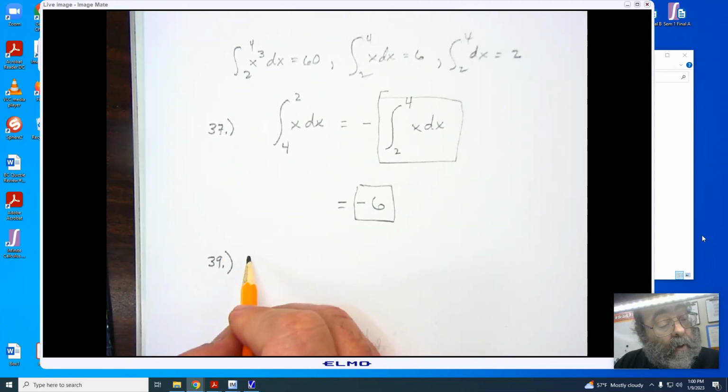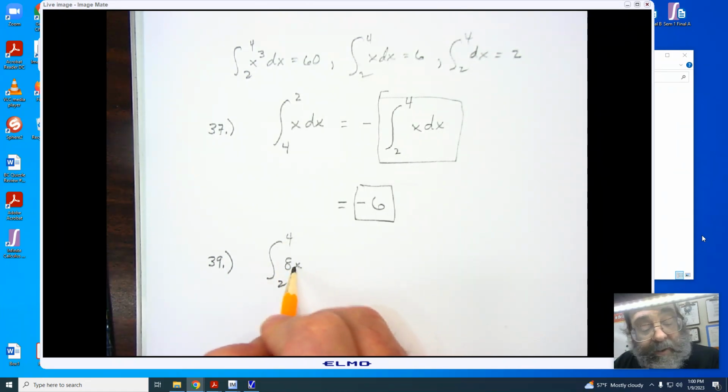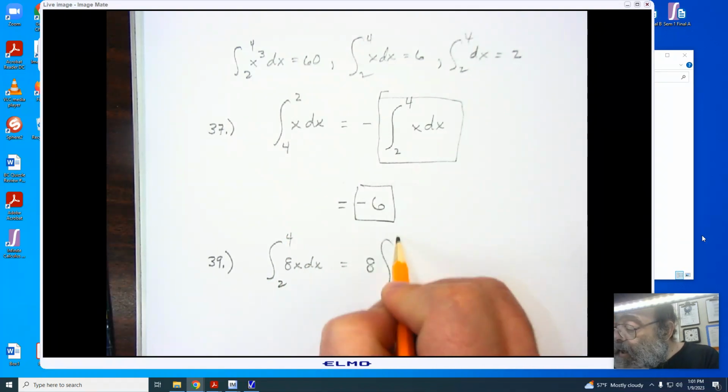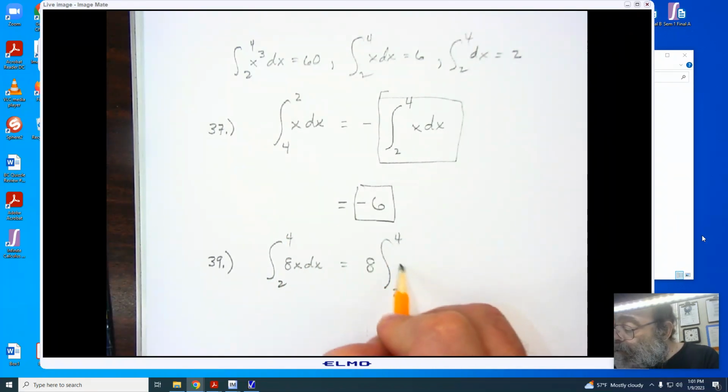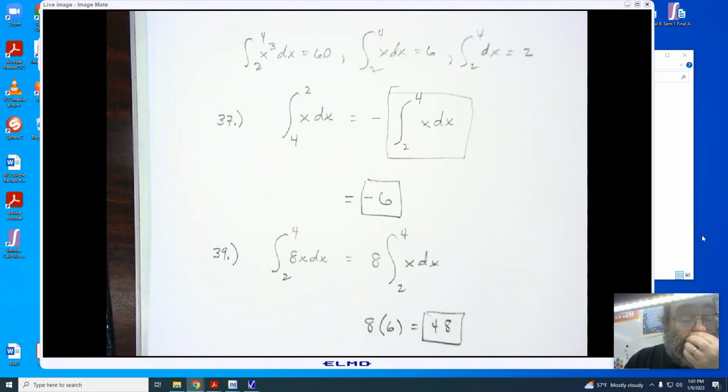39. 39 gives us the integration of 2 to 4 of 8x dx. The constant moves out in front, and we now do the integration for the x dx. By direct substitution, we have 4 times 6, and my answer becomes 48. So I end up having 48 for number 39.